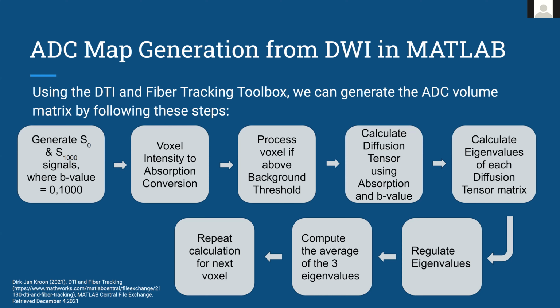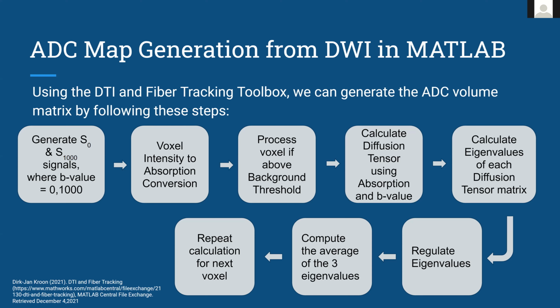And the next step would be to calculate that diffusion tensor that Vaishali spoke about in a previous slide. So that's a 3x3 tensor, and this is basically solving a system of linear equations. And from there, once we get the 3x3 diffusion tensor matrix, we can calculate the eigenvalues. So we'll get 3 eigenvalues there.